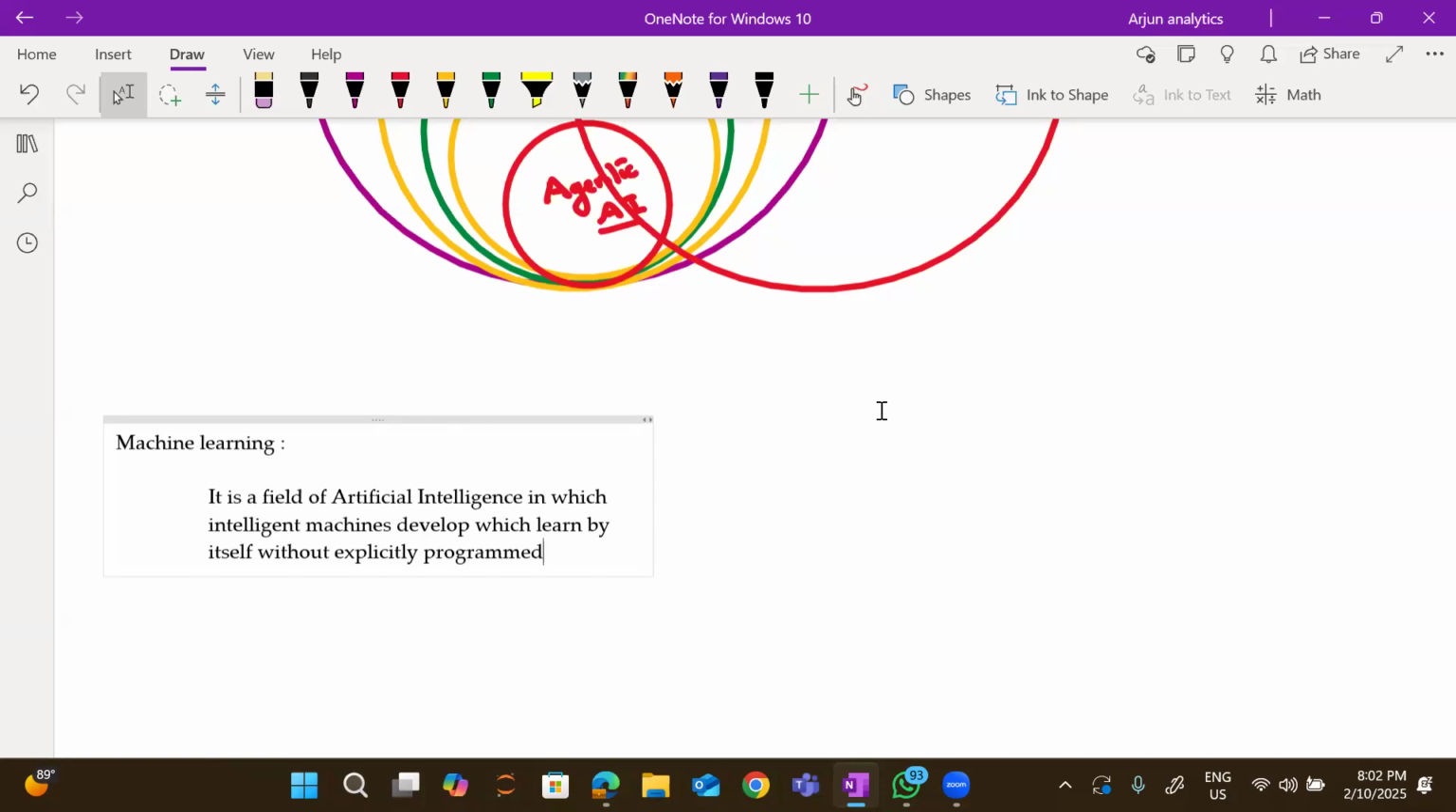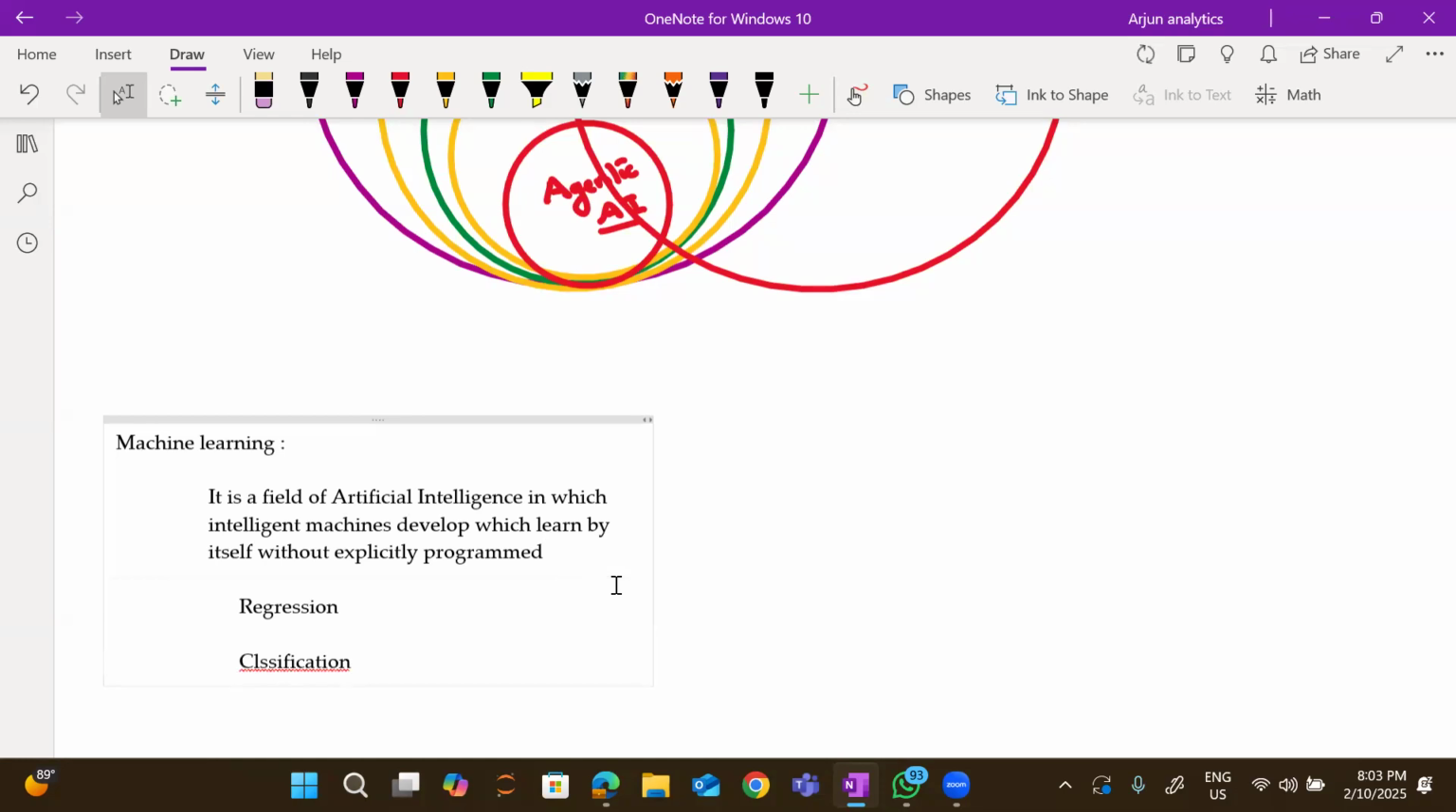It is a branch of artificial intelligence which helps to develop intelligent machines which can learn by itself, without being explicitly programmed. Now under this, two types of problems will be solved, called regression and classification.